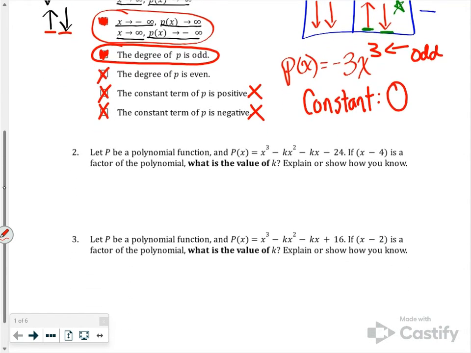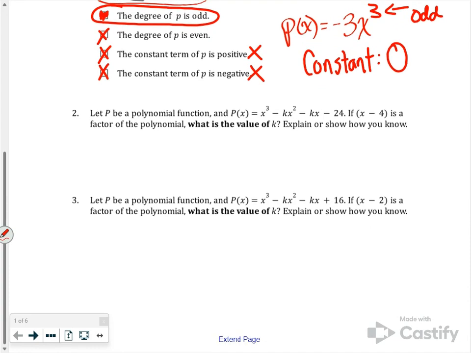So the next problem, number 2 and number 3. Number 2 and number 3 are definitely challenge problems, and I would say that you would only need to expect one of these challenge problems, and it will probably only be worth 2 or 3 points.